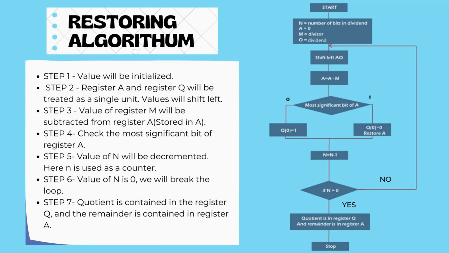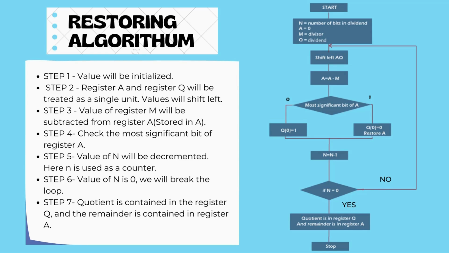Then subtraction is performed, after which the result is stored in the accumulator. The MSB is checked, and according to the value, either 0 or 1, the corresponding steps are executed. Then n is decremented by 1. If it is equal to 0, then you get the quotient and remainder, which are stored in register Q and A accordingly, and the process is terminated.